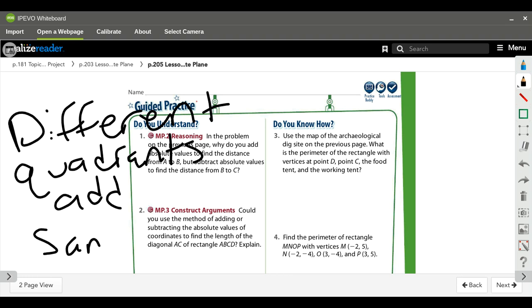Same quadrants, you subtract. So that's why we did that, because B and C are within the same quadrant. And so because they're in the same quadrant, we would subtract.